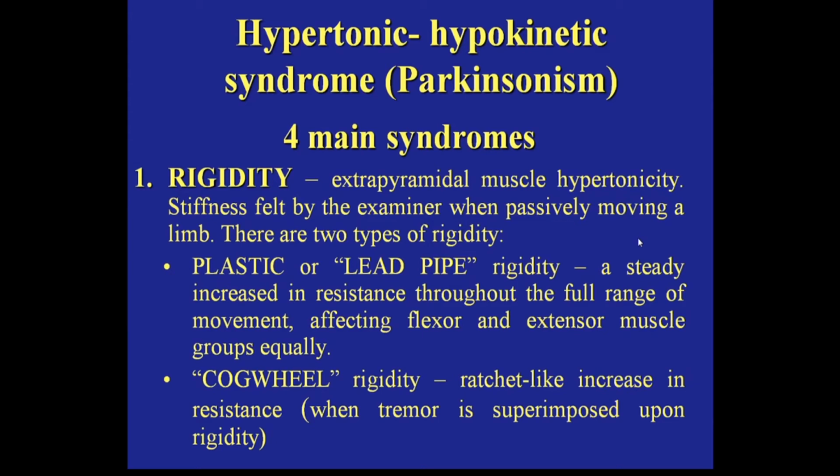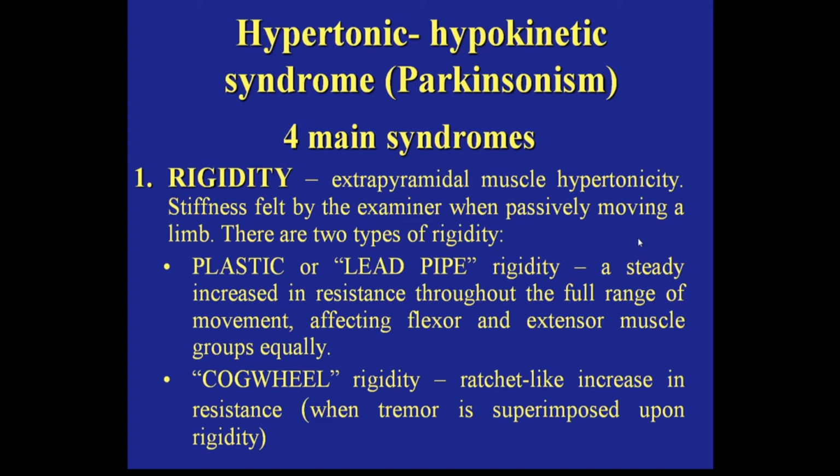The second part of our lecture about basal ganglia system is pallidum syndrome, hypertonic hypokinetic syndrome, or Parkinsonism. You remember we can have this syndrome in case of dopamine depletion. You have to know 4 main syndromes of Parkinsonism. The first one is rigidity, extrapyramidal muscle hypertonicity, stiffness felt by the examiner when passively moving a limb.